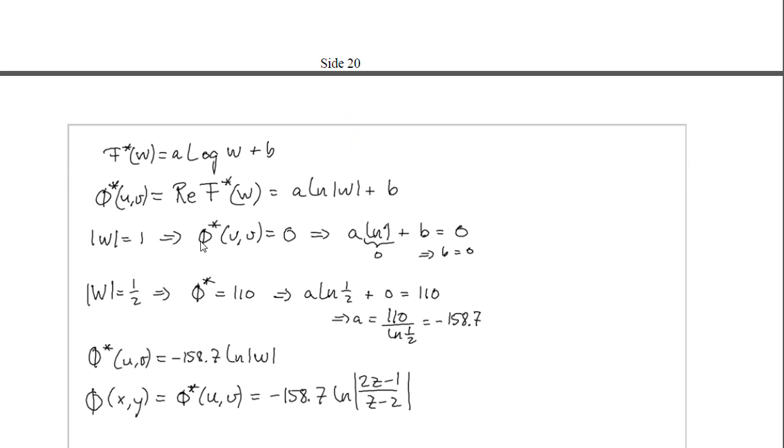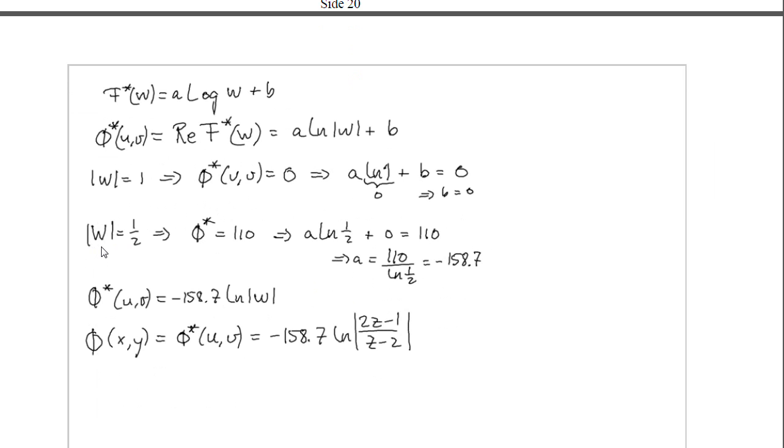So therefore, when the absolute value of W is equal to 1, which we insert here, we know that the solution is equal to 0, and we just insert these values for the absolute value of W and for this total expression. So the logarithm of 1 is of course equal to 0, so this term vanishes, so we conclude that B is equal to 0. So it remains to find the value of A.